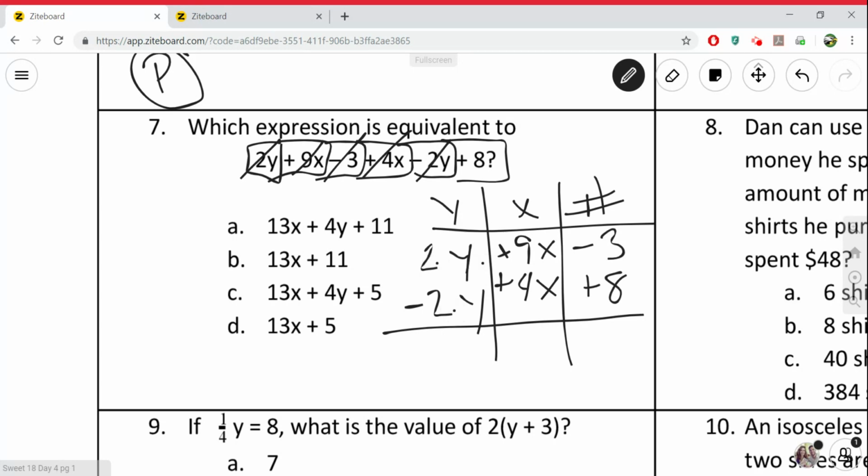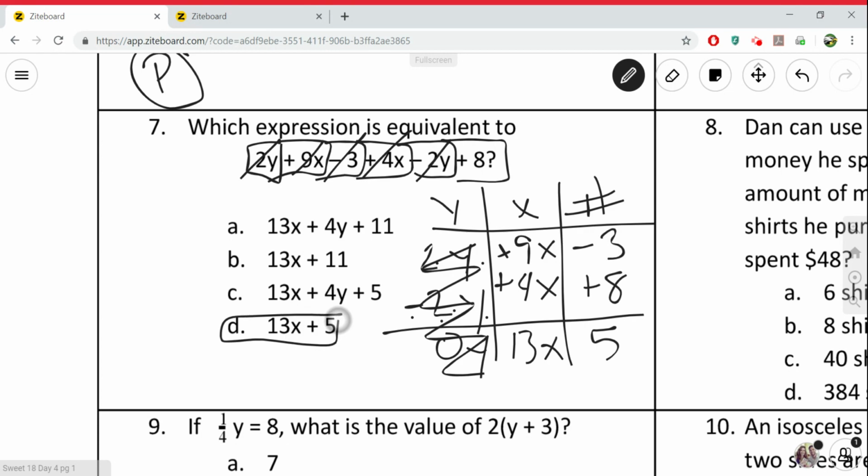So 2y minus 2y, or negative 2y, gives me 0y. So this whole section just goes away. 9x plus 4x is 13x. 8 and negative 3 gives me 5. So my answer is 13x plus 5.